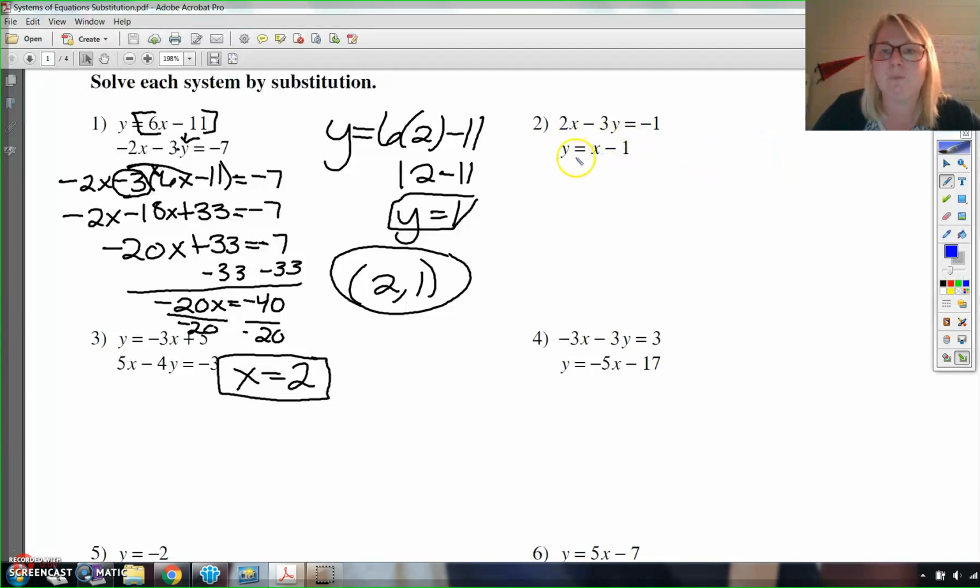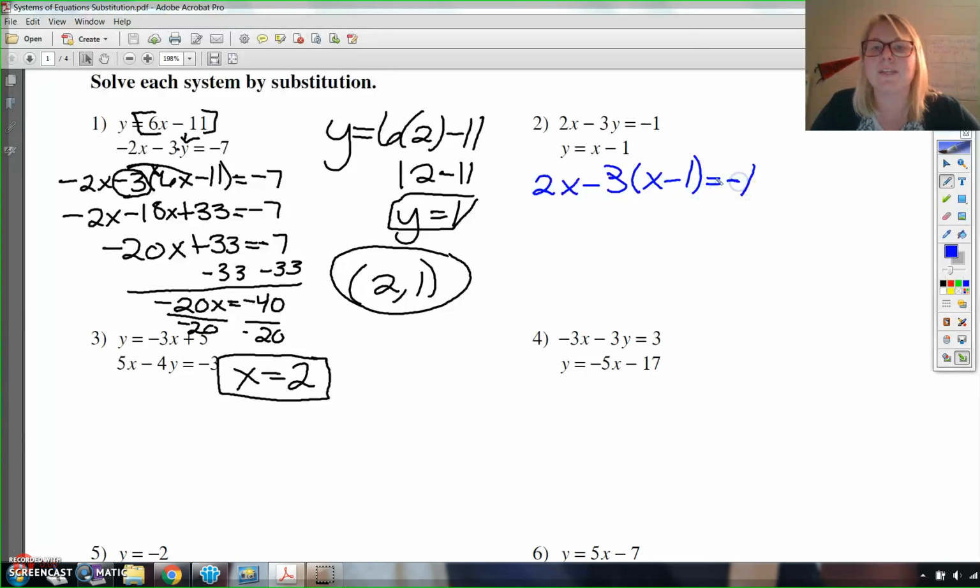Now, I already have y equals x minus 1. So y and x minus 1 are the same thing. So I'm going to substitute my y for x minus 1. Okay? So I'm going to take this and plug it in right here. So I get 2x minus 3, that's a 3, times (x minus 1) equals negative 1.